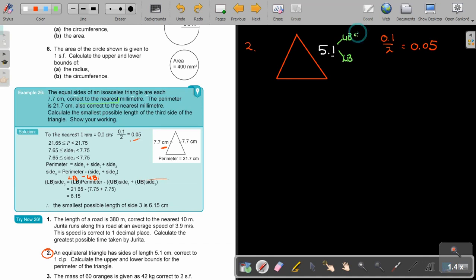It's going to be 5.15. And what is going to be my lower bound in this case? Let's just write it down. This is going to be 5.05. Now if I look at the perimeter of 3 sides, calculate the upper and lower bounds for the perimeter of the triangle. The perimeter is just 3 times the side.